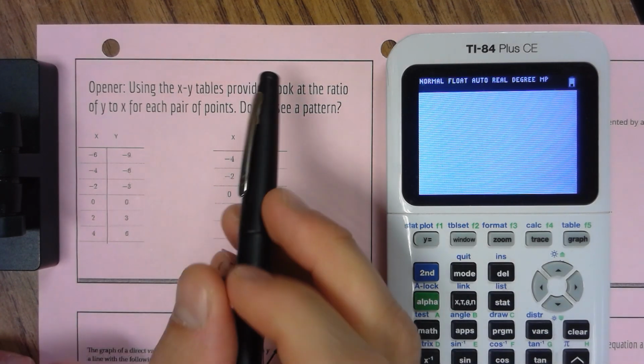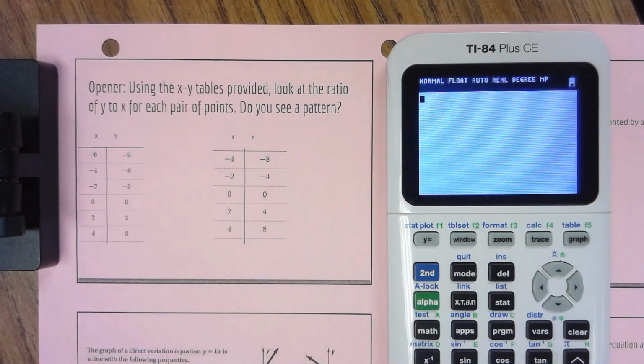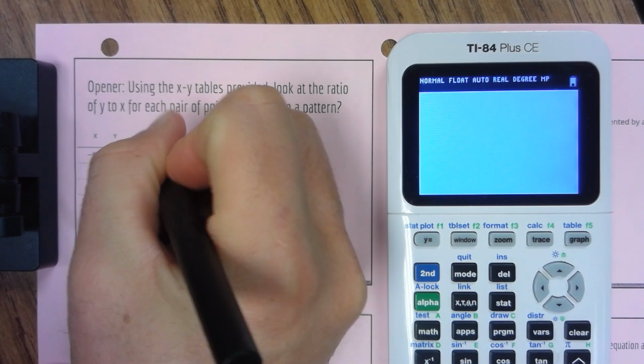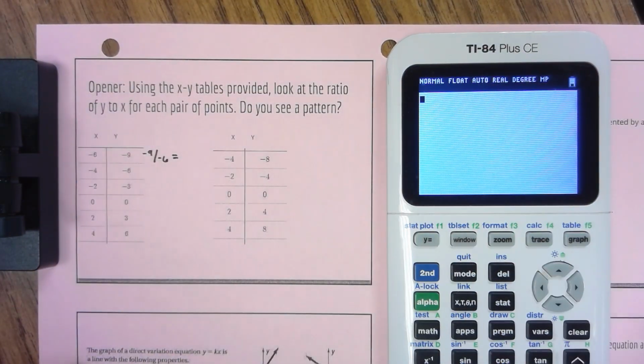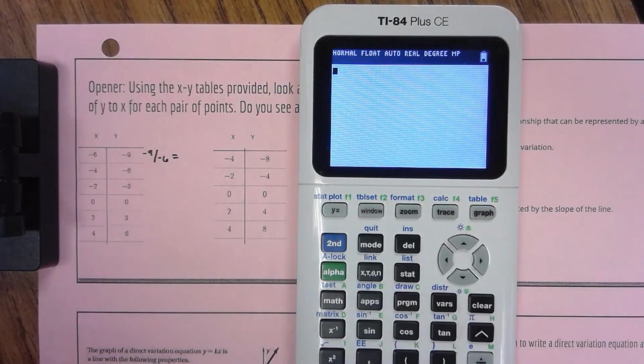So again, the word ratio tells us to divide. So we're going to take each y value divided by x. So -9 divided by -6. Let's just write down the decimal version of whatever that ends up being.